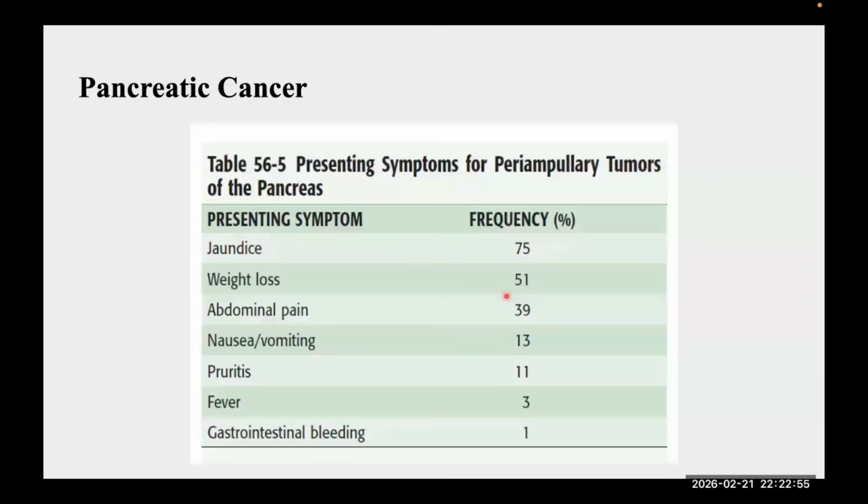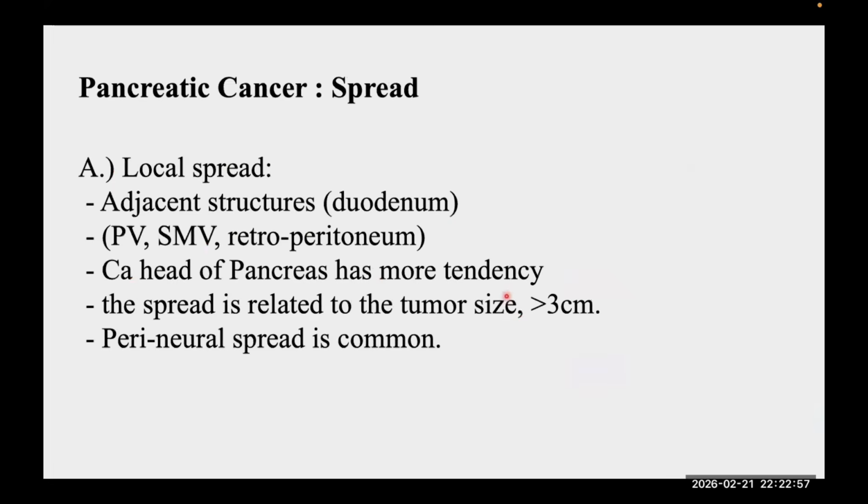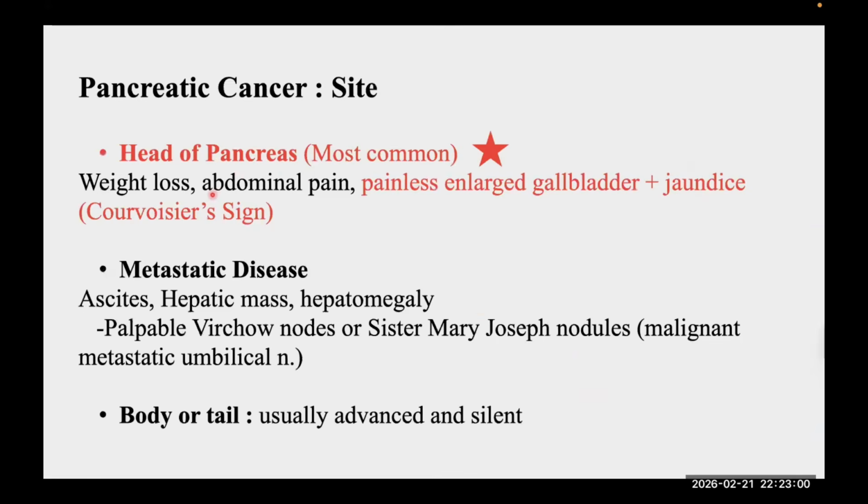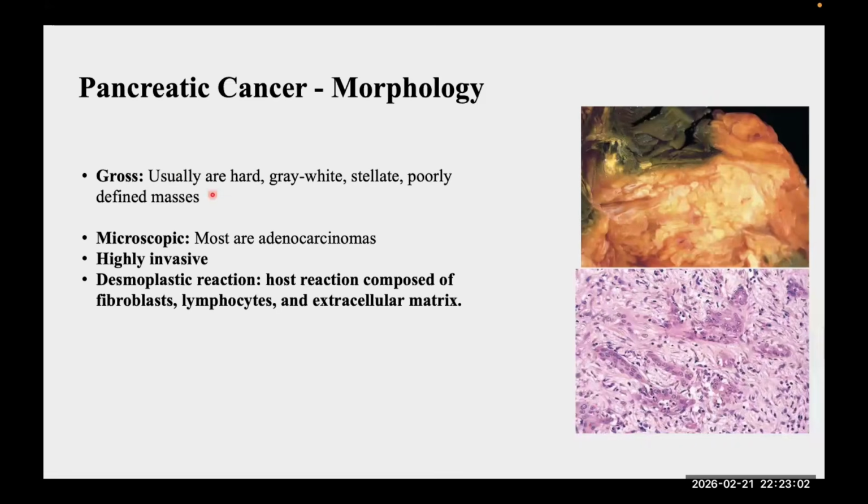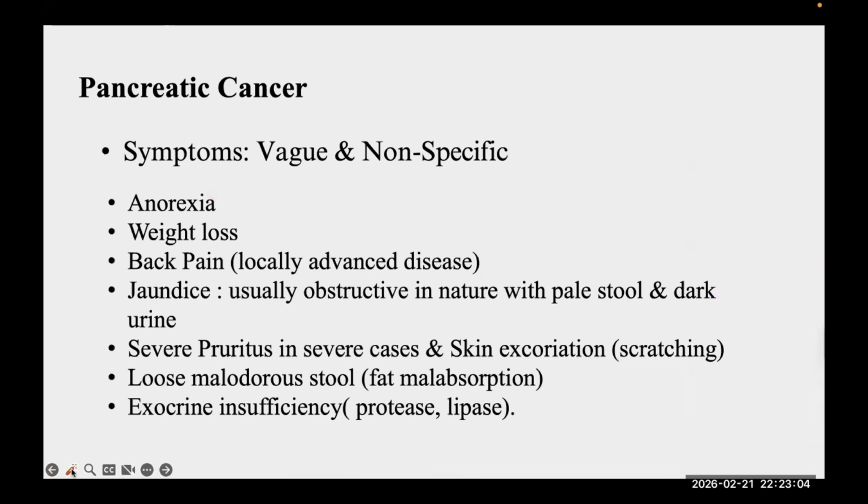Why is that? Because pancreatic cancer usually arises at the head of the pancreas, most commonly. So you can imagine, let me just draw it for you so that it makes sense. Now, this is the duodenum. This is the pancreas, right? Excuse my drawing, but just imagine.